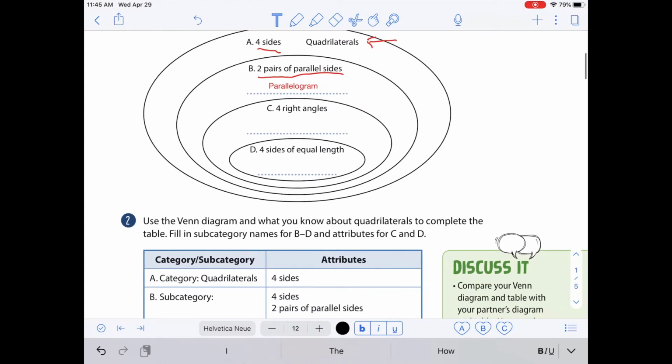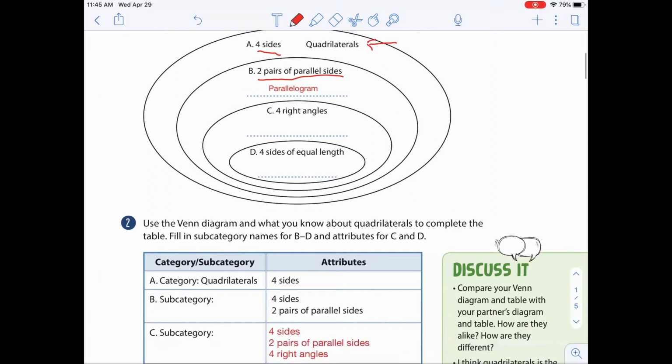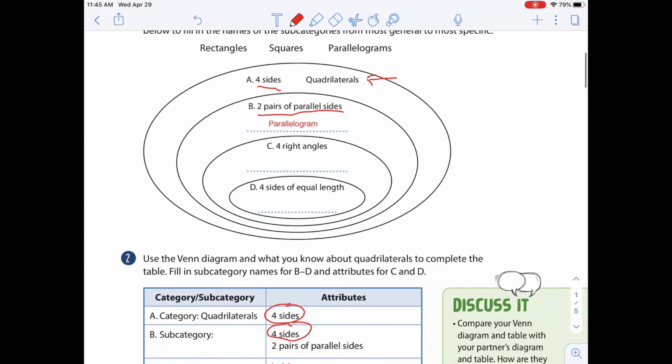And you'll notice this is one of the subcategories of a quadrilateral. Okay, so we notice again four sides and two pairs of parallel sides. Well, what do these two things have in common? They both have four sides. Okay, and the difference is that a parallelogram also has two pairs of parallel sides where a quadrilateral does not. Okay, we're ready to move on.